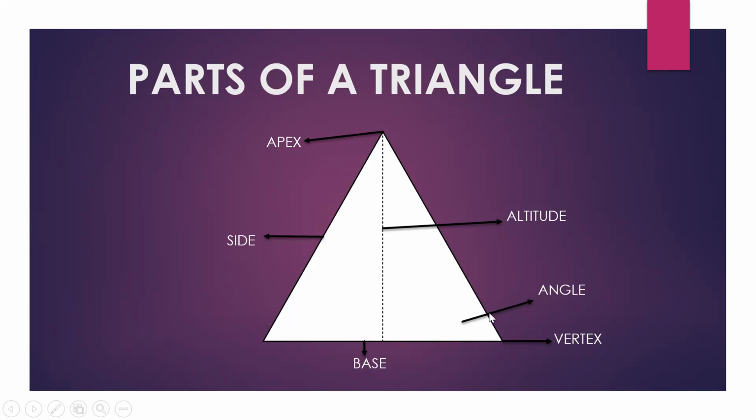Then we have the actual angle, the space between the two lines where they meet. So there's 3 of them. I did not label all 3.